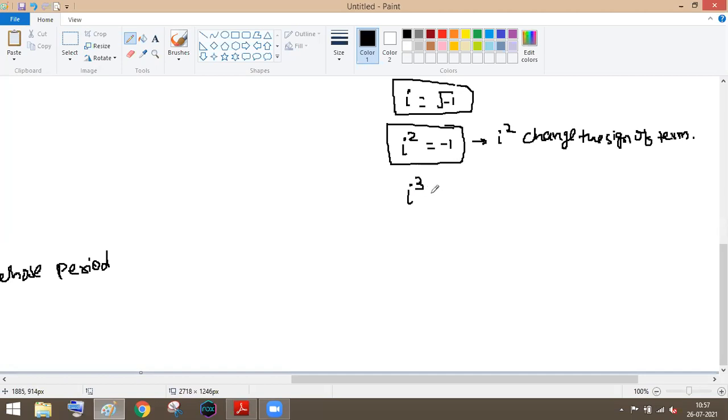Now, what will be i cubed? Can I write i cubed is basically equal to i squared into i? We know that i squared is minus 1, so minus 1 into i, which is equal to minus i. So what is i cubed basically? i cubed will be equal to minus i.